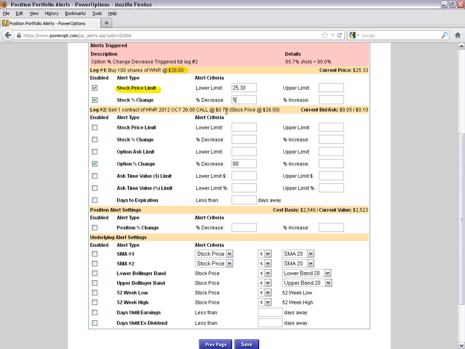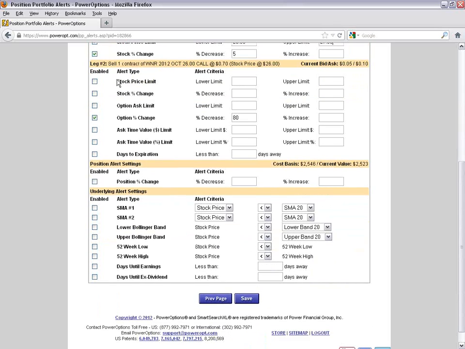Getting assigned at 26, I'm sorry, keeping the 70 cents. So if I would consider rolling the position, if the stock started to perform well, maybe went above $27, I could put that in as my upper limit also. Now the second leg, the short call, we can put in a variety of alerts as well.